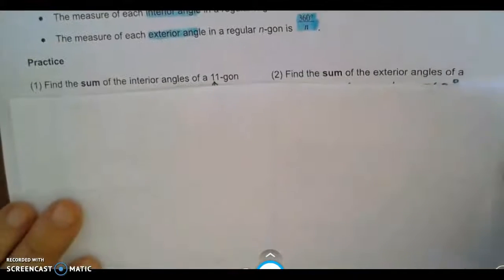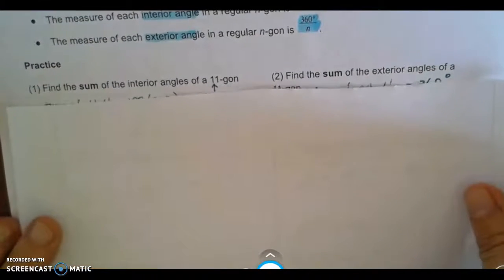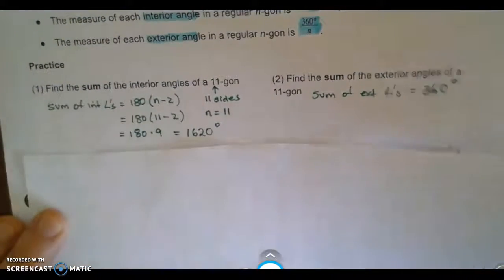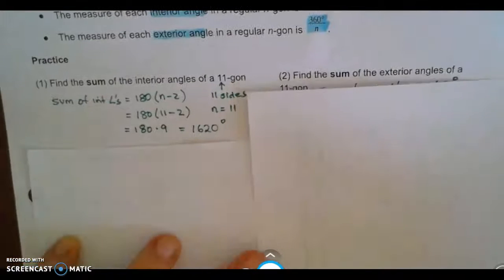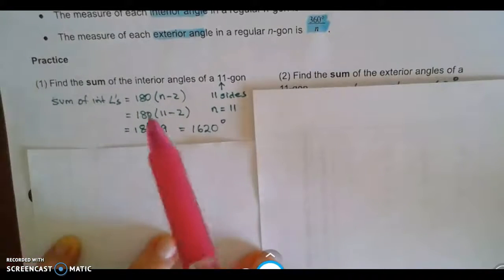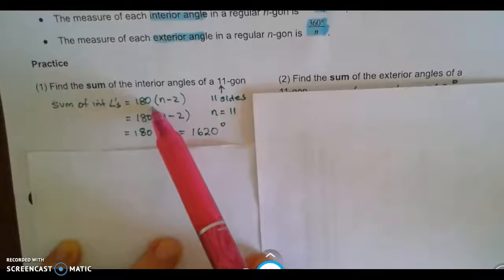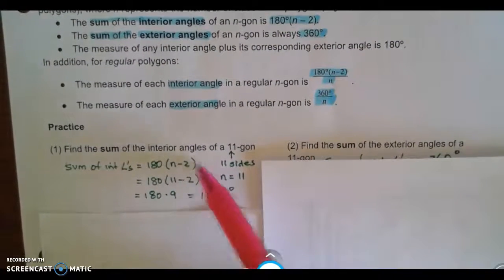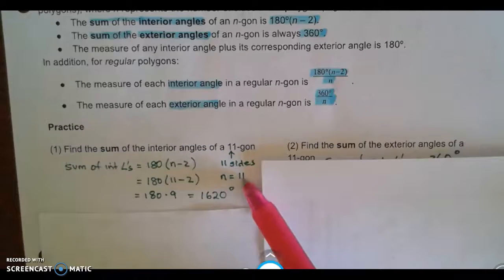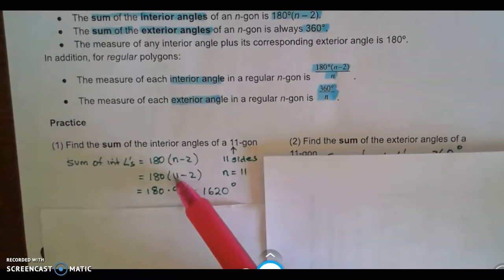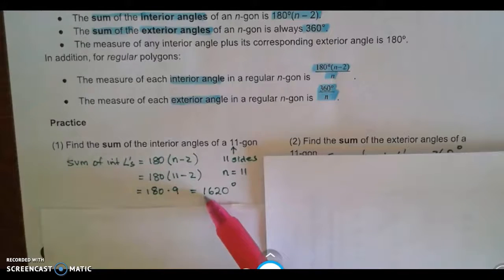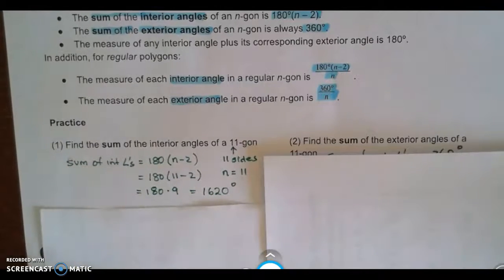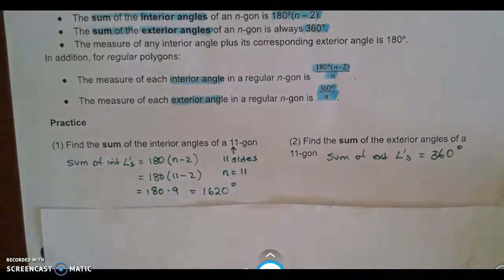So number one, find the sum of interior angles of an 11-gon. So how do I do that? Well, the sum of interior angles is given by the equation 180 times (n minus 2). It's right here, the equation right there. So n is 11, since it's an 11-sided polygon. Instead of n, I'm going to substitute 11. So 11 minus 2 is 9. So 180 multiplied by 9 is 1,620.